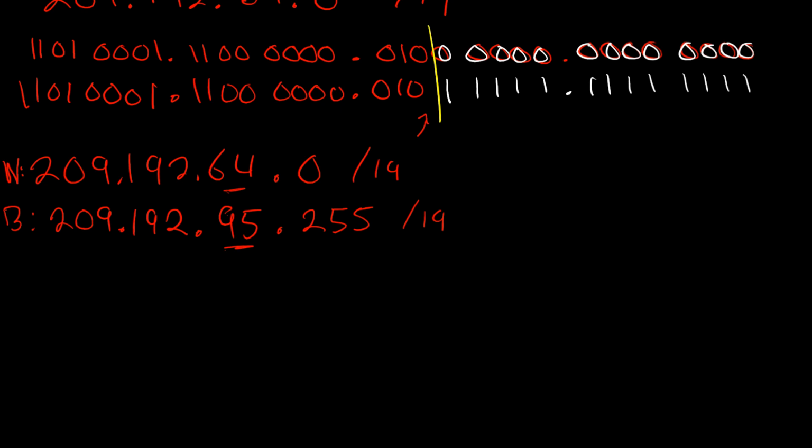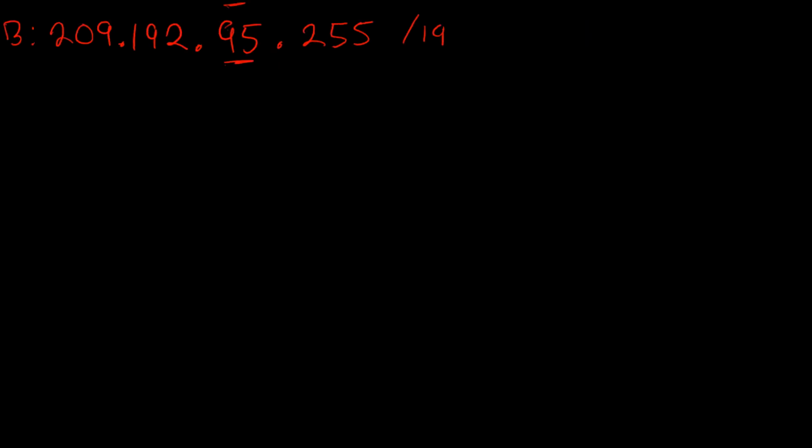So we know we're working with all the address space between 209.192.64.0 and 209.192.95.255. I'm going to have you break this into two networks, just two subnets. So you're going to need two states. Two states equals 1 bit borrowed.